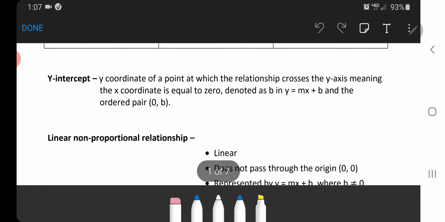Now our y-intercept is the y-coordinate of a point at which the relationship crosses the y-axis, meaning the x-coordinate is equal to 0. Denoted as b in y equals mx plus b, so the b is your y-intercept. And also the ordered pair (0, b). Once again, that's stating that when x is 0, we find out what y is, and that is our y-intercept.